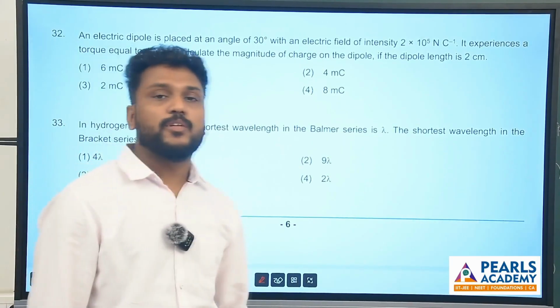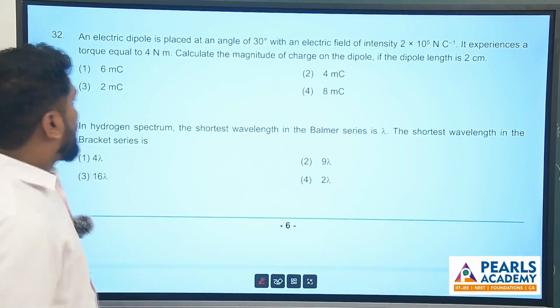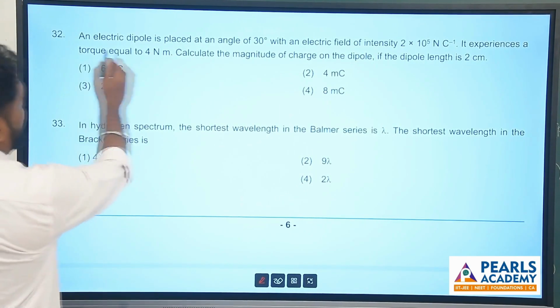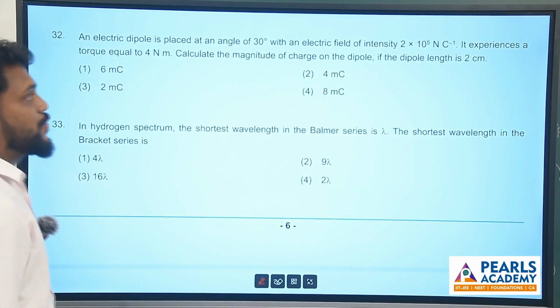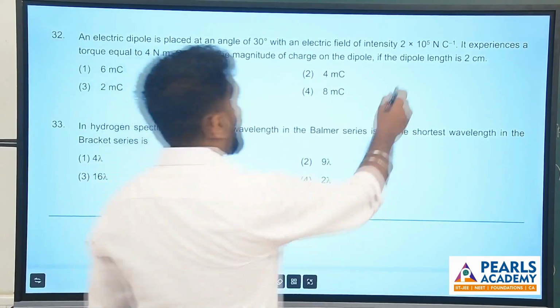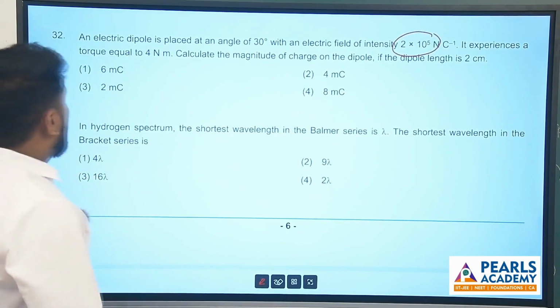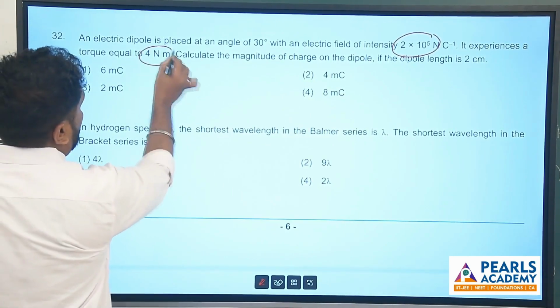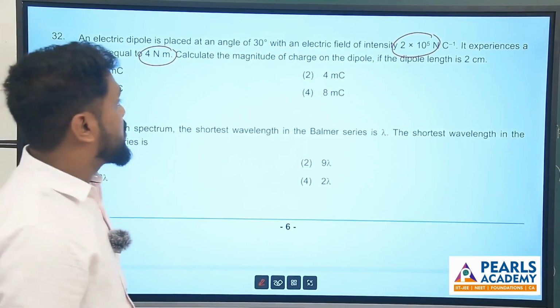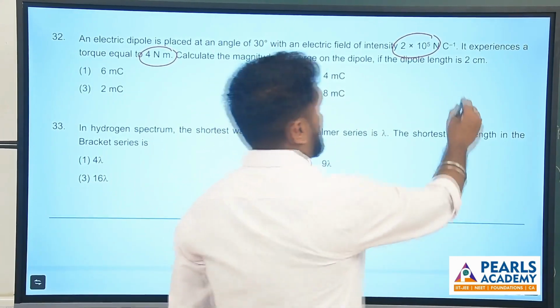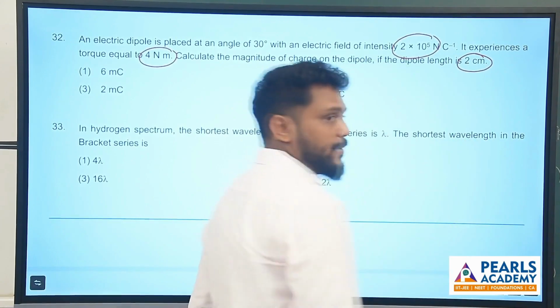Let's discuss the question from the concept of electric dipole, which was asked in 2023 NEET. And the question is, an electric dipole is placed at an angle of 30 degrees with an electric field intensity 2 into 10 power 5 Newton per coulomb. It experiences a torque of 4 Newton meter. And then calculate the magnitude of the charge on the dipole if the dipole length is 2 centimeters. Dipole length is 2 centimeters.